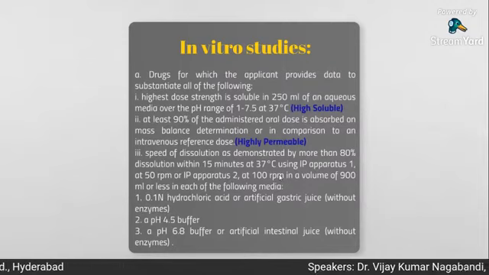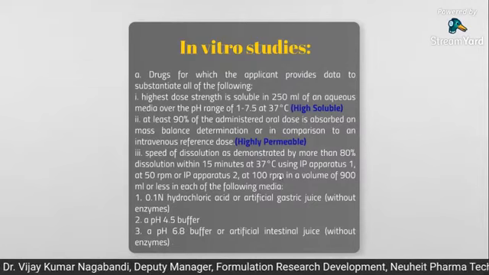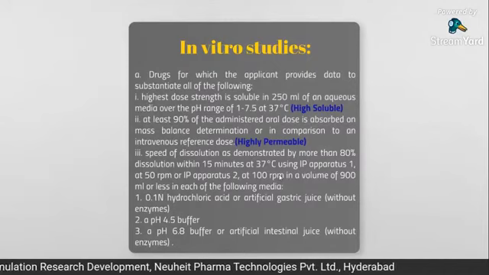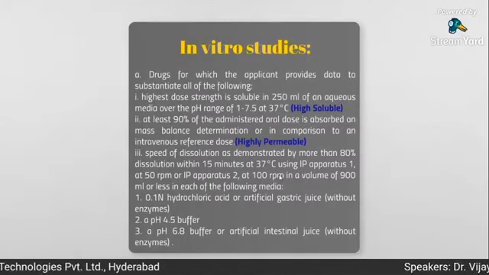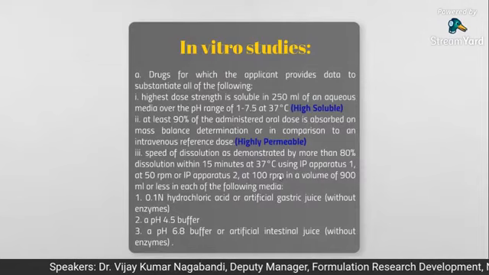So there are 3 criteria. One is it should be highly soluble, it should have a high dissolution rate, and it should be highly permeable. In these 3 conditions, it comes under the category of BCS class 1 or BCS class 3. In these cases, by conducting the in vitro testing itself, we can approach the FDA, the regulatory authority, to get the approval of bioequivalence.